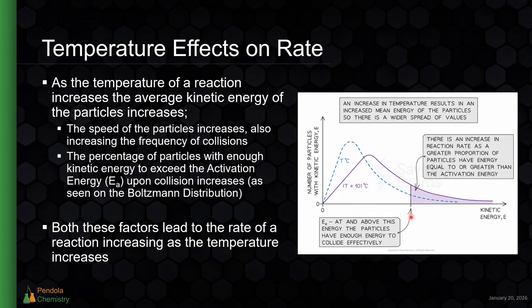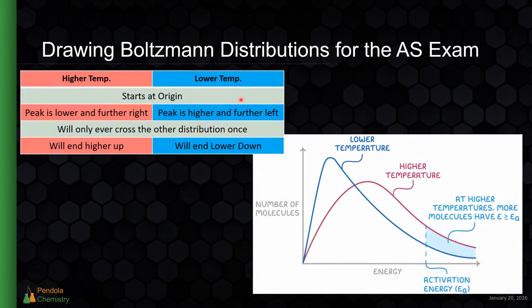Now, you will be asked to draw these. One of the more common things that you have to draw when it comes to Boltzmann distributions is that they'll give you one of these distributions and ask you to draw the other. So they might give you one distribution and then ask you to draw one at a higher temperature. They might give you a distribution and ask you to draw one at a lower temperature. So let's look at how we sketch these. How do we draw these Boltzmann distributions for the AICE exam?